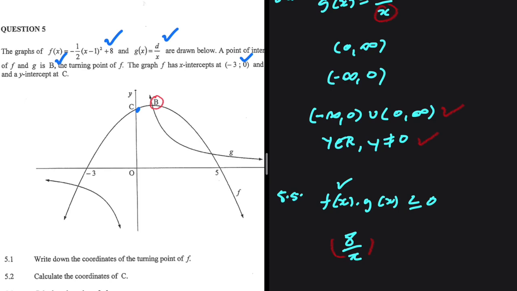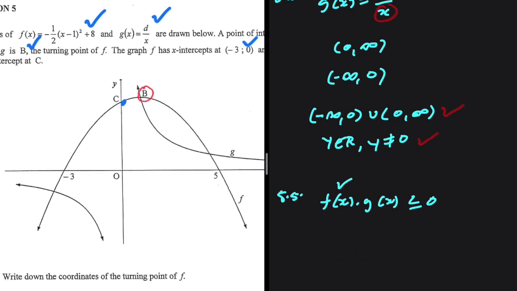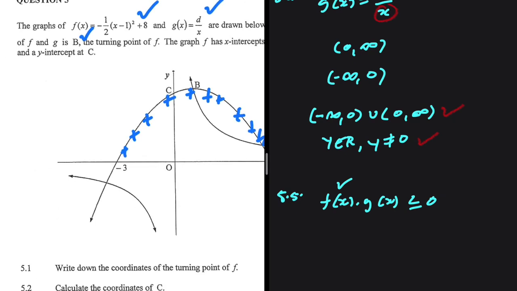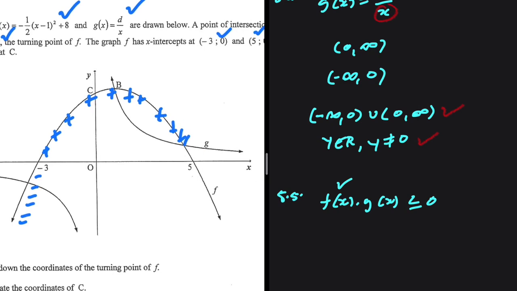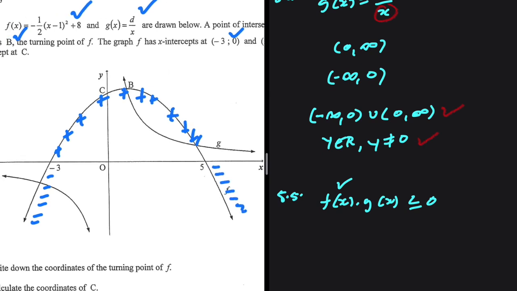But we know fully well that in our solution, we cannot include x equals 0. Whatever interval we have, it must not include x equals 0, because g of x is not defined at that point. We need to be aware of that. Well, let's go to our graph. Let me show you something. Okay, so between minus 3 and 5, f of x is positive. Between minus 3 and 5. And then minus 3, minus 4, minus 5 going to minus infinity, f of x is negative. And then from positive 5, positive 6 going on and on, f of x is negative. That is important to point out.